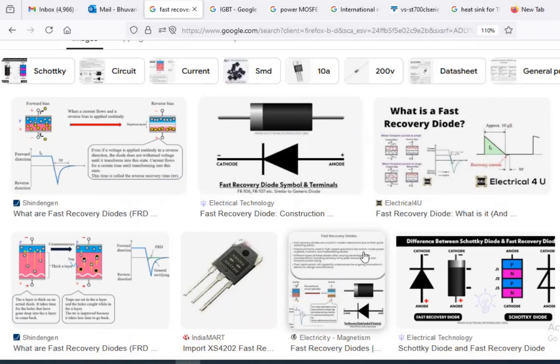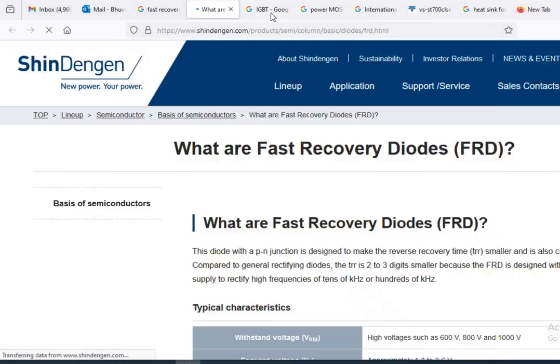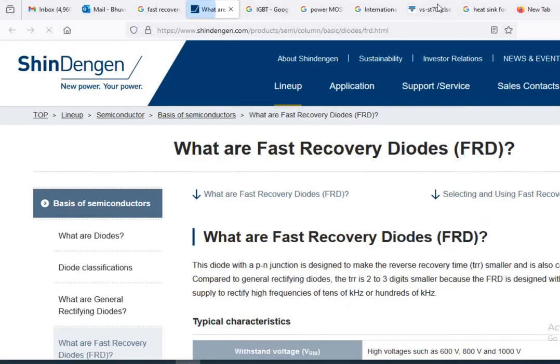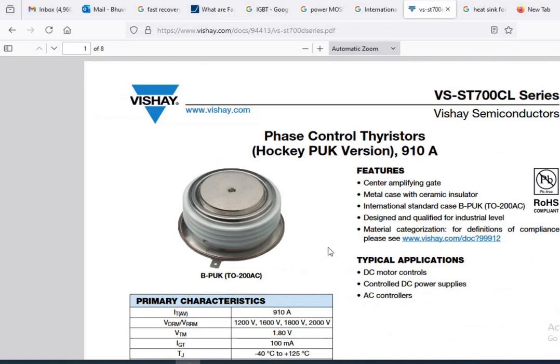I would show this is typically a thyristor.